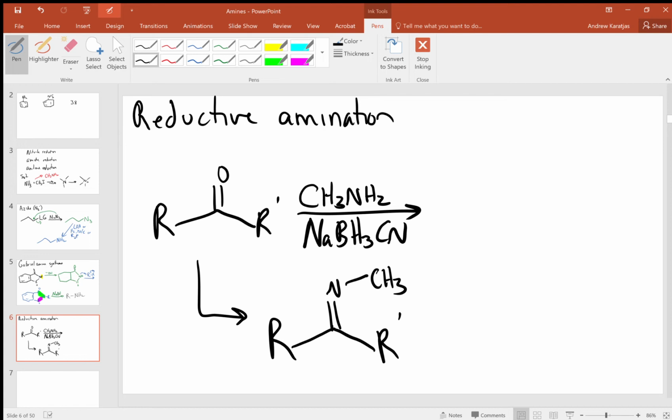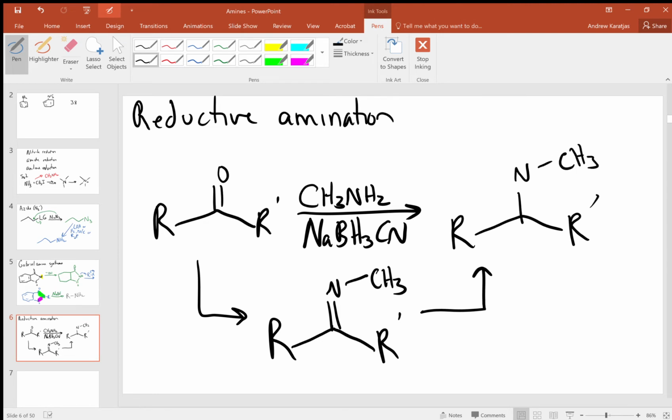Second step involves sodium borohydride. And if you recall, that reduces carbon-oxygen double bonds. It can also reduce carbon-nitrogen double bonds. And in the exact same way that we've previously learned about that reagent, we get a reduction from the imine to the amine. So the reductive amination basically forms a new bond between the carbon of the carbonyl and the nitrogen of whatever amine we add.